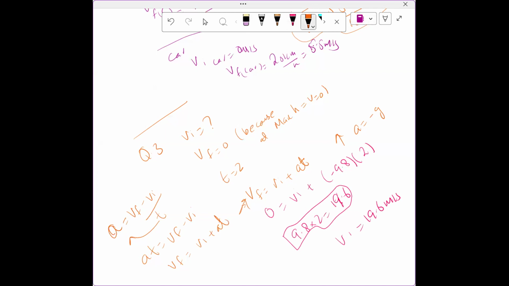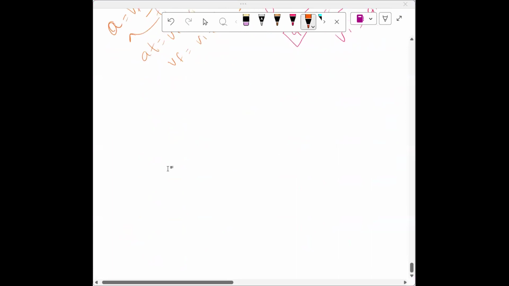Okay. For question number 4, a car is moving with uniform velocity of 20 meters per second for 20 seconds. The brakes are then applied and it comes to rest with a uniform deceleration in 30 seconds. Plot the graph to calculate the distance using the speed-time graph. Okay. It's going with uniform velocity.